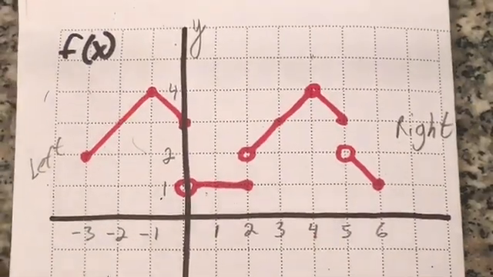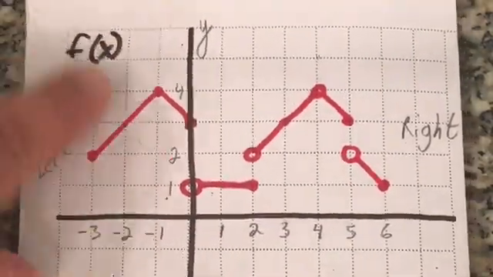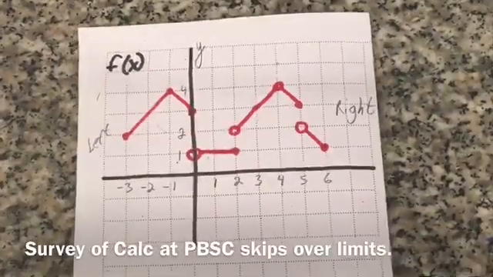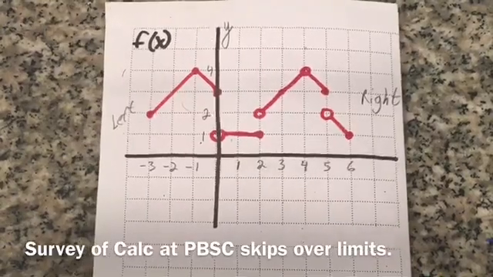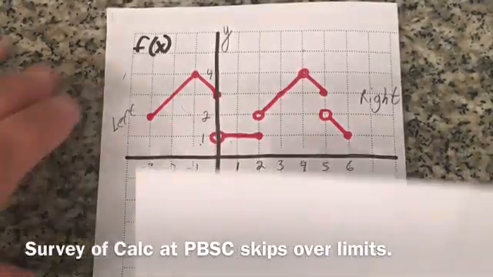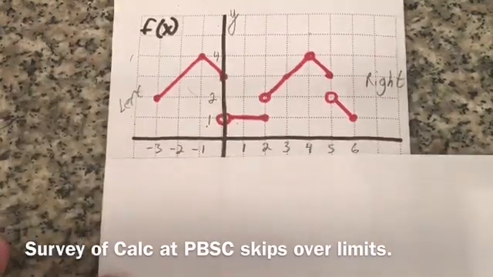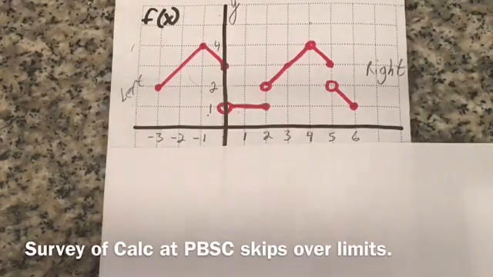I want you to copy this down, so just look at the picture. And this is a graph. And the name of this graph is f of x. So take a look. It's this strange graph. Now I'm going to be upfront with you. This is what they do at FAU in methods of calculus, or survey of calculus, to go over limits graphically. PBSC does not do limits on the graph.